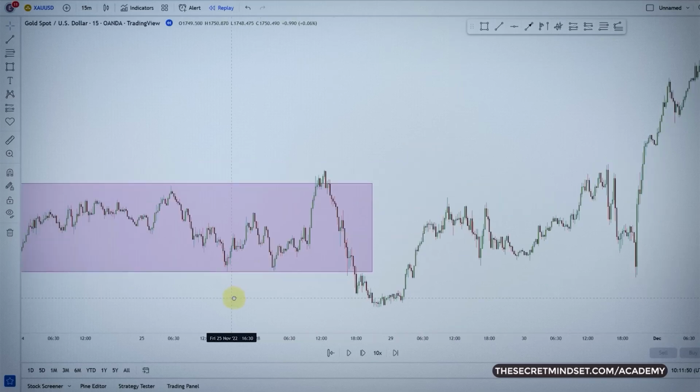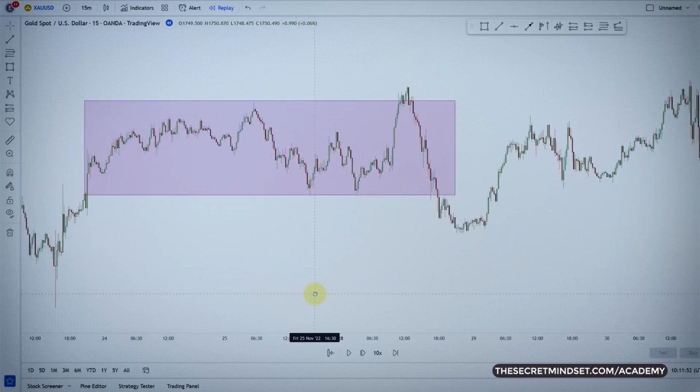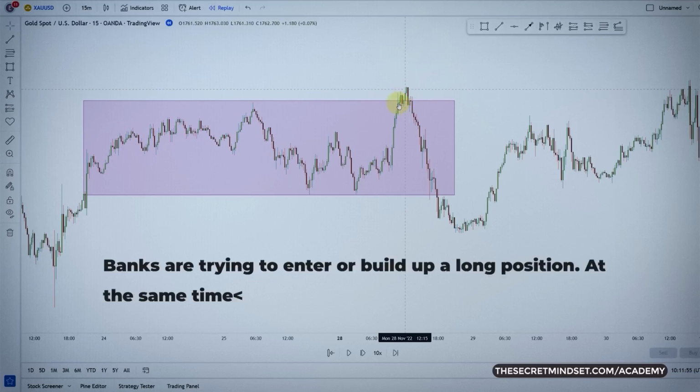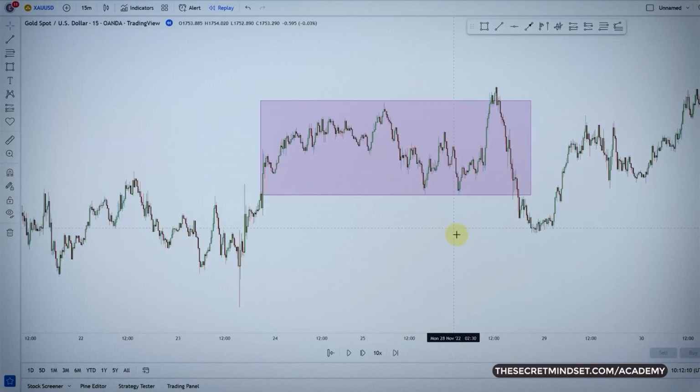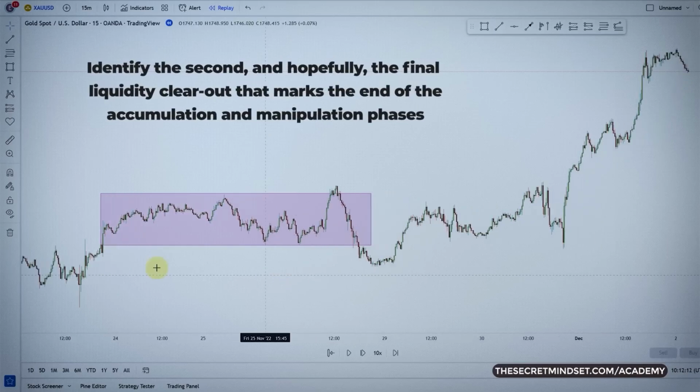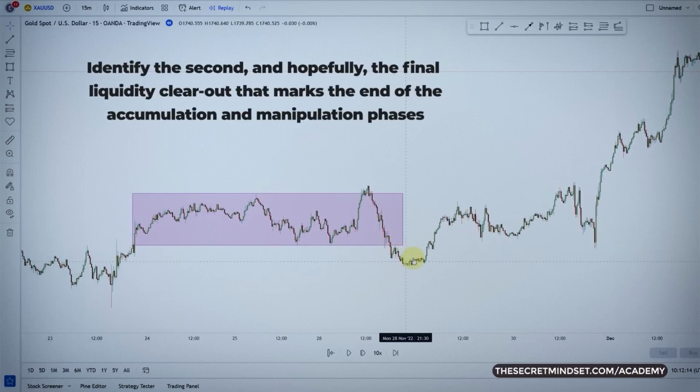If you ever find yourself in this situation, it's not bad luck. In this example, smart money are trying to enter or build up a long position. At the same time, they are also creating selling pressure. They will try to manipulate retail traders into first going long, then short. To follow the banks, you need to identify the second and hopefully the final liquidity clear-out that marks the end of an accumulation phase.